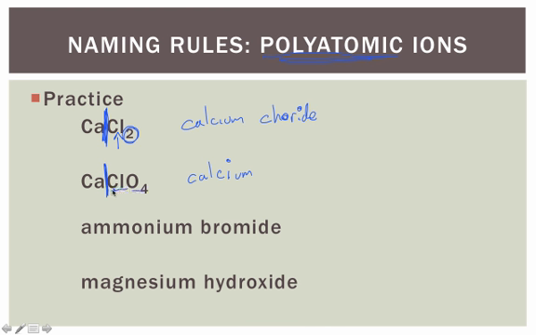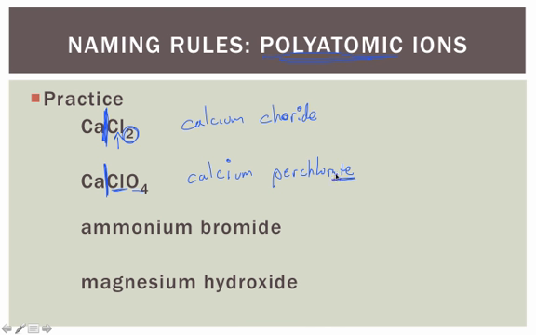Now we look up here. This second element is made up of chlorine atoms and oxygen atoms. This is telling us that it is polyatomic. You should not be looking for this on your periodic table. You should be looking for this on your polyatomic ion sheet. And when you look up ClO4, you'll see that ClO4 has the name of perchlorate.